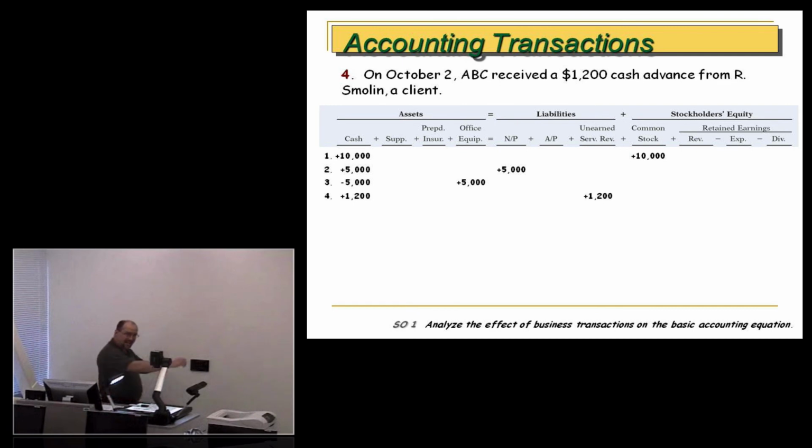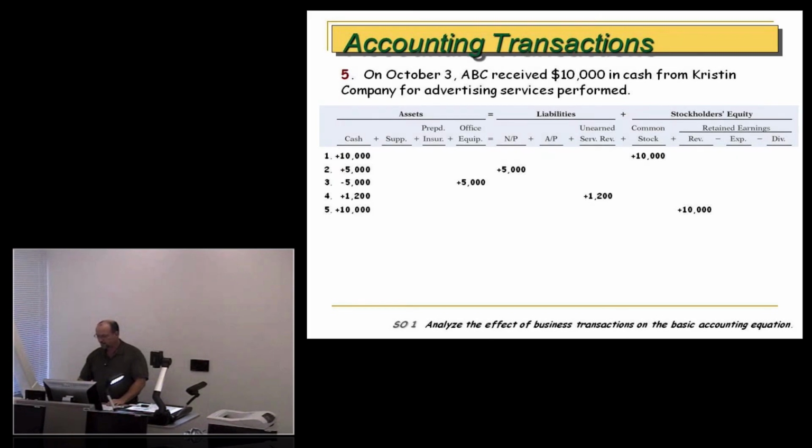So an asset, cash, increased by $1,200, and now liabilities on the right side increased by $1,200 as well. So again, we are still in balance. Okay? Now, when we provide service, we will then transfer the $1,200 out of the liability unearned revenue and into the revenue account called service revenue, and we call that an adjusting entry, and that's in the following chapter. We'll talk more about that.